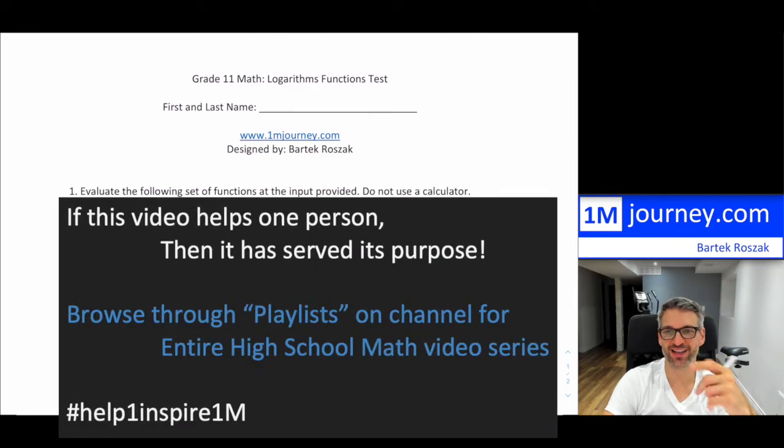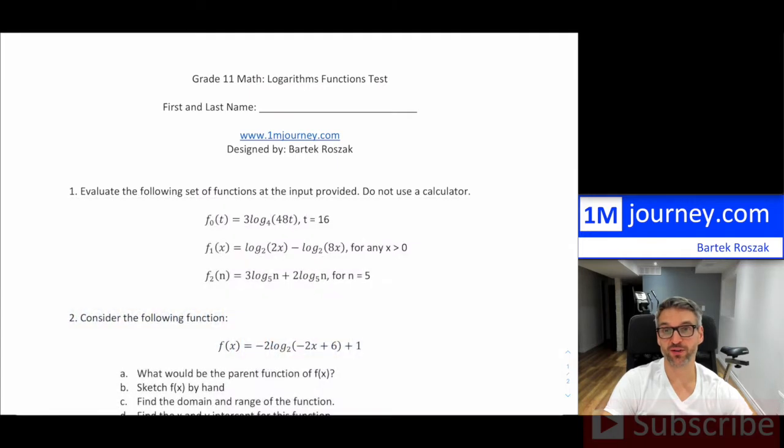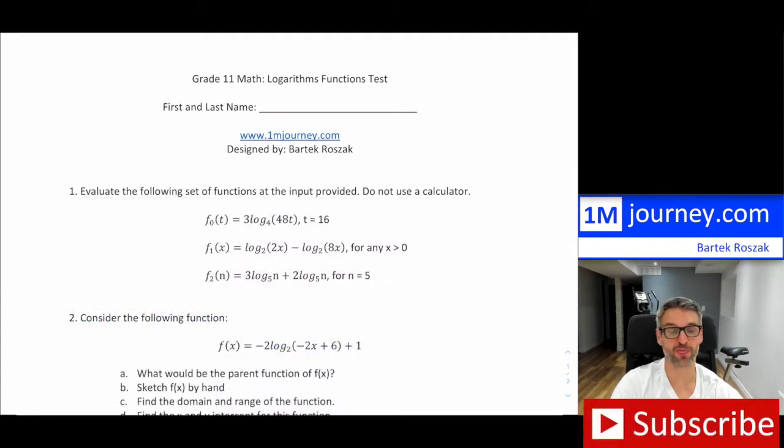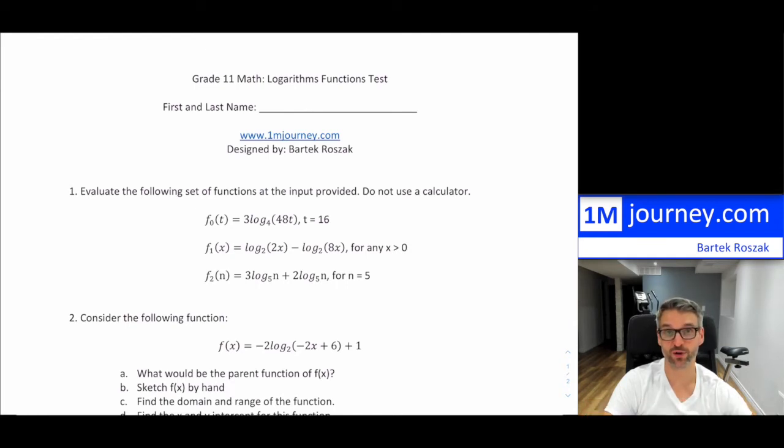So another test, okay? This one is on logarithm components of functions for grade 11. If you have gone through all the videos I made on grade 11 logarithms, then huge thumbs up to you. I bet you most teachers will not be covering that topic. It typically might get shifted over to possibly advanced functions or another course that you might see.